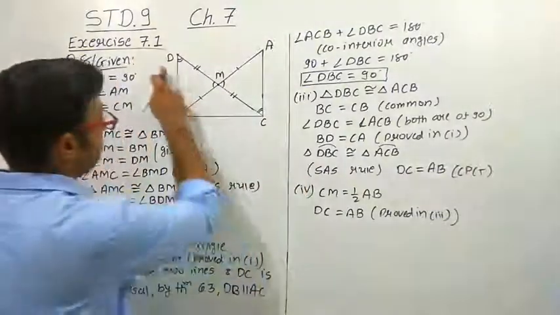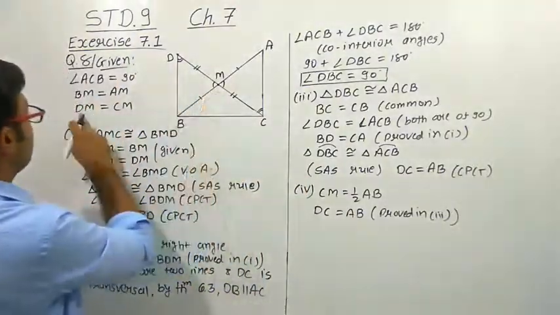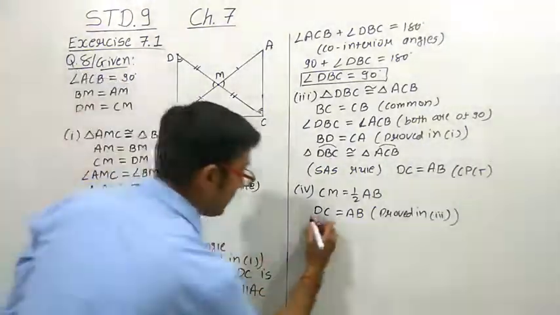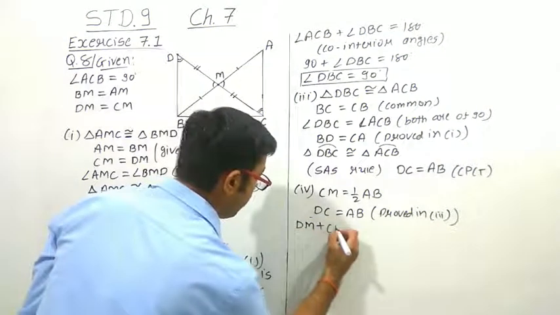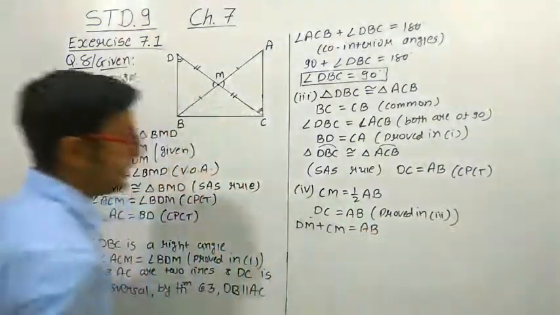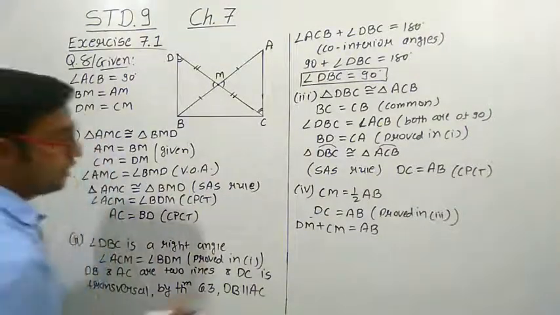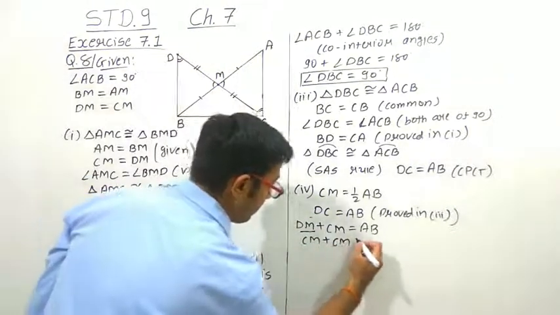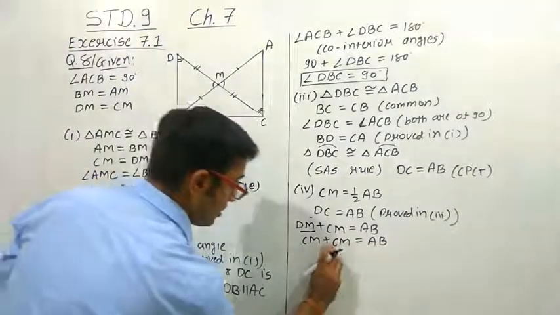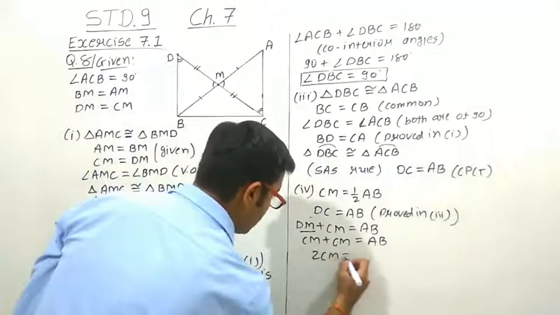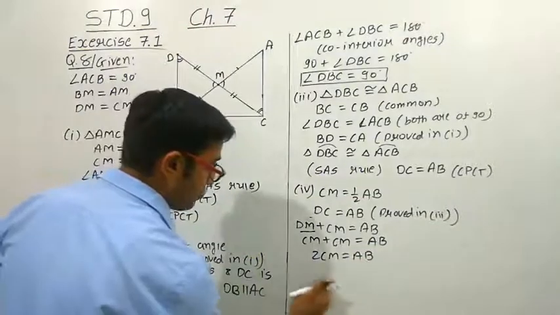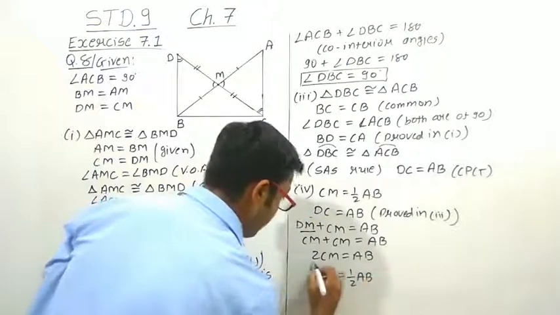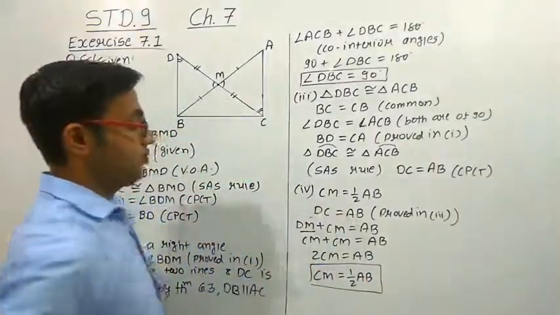Now see, DC. We have given that DM and CM are equal. So instead of DC, we can write down DM plus CM, and right hand side keep as it is. Now as DM and CM are equal, instead of this DM, we can write down CM. So CM plus CM will become equal to AB. CM is 2 times, we can write 2 CM is equal to AB. When we take this 2 to the right hand side, we get CM is equal to 1/2 of AB. And this is the fourth required condition.